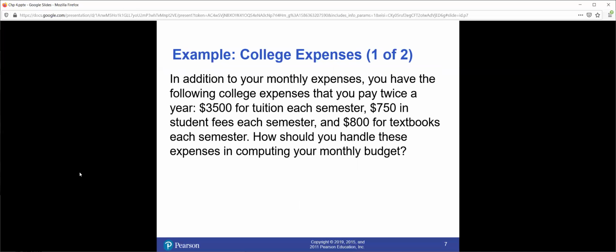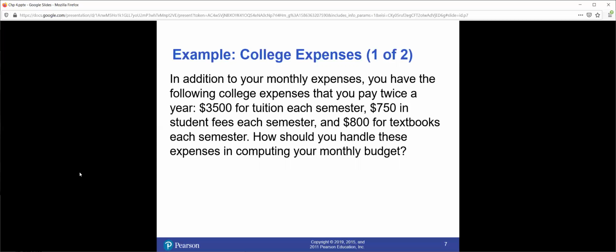Here's an example about this subject. In addition to your monthly expenses, you have the following college expenses that you need to pay twice a year, 2 semesters, right? $3,500 for tuition each semester. That's a cheap college. $750 in student fees each semester, and $800 for textbooks each semester. How should you handle these expenses in computing your monthly budget?